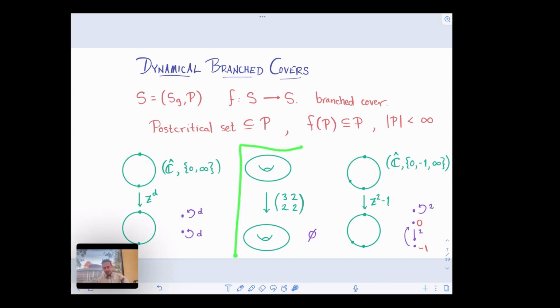Example 2 has no critical points. That's why I wrote the empty set here. It's just a higher degree map of the torus. The determinant of this matrix is 2, so this is a degree 2 map of the torus to itself. P is empty.